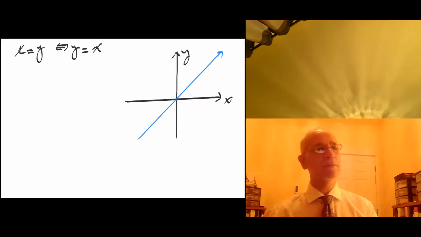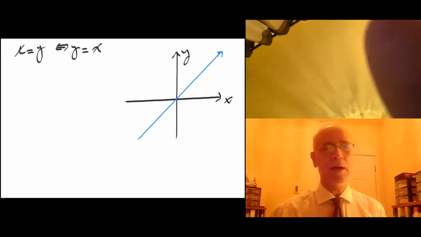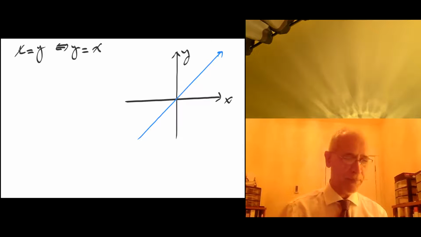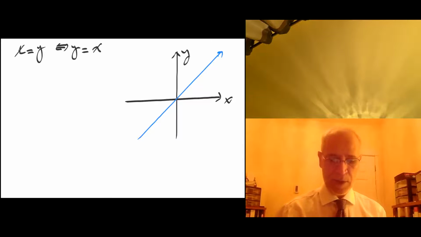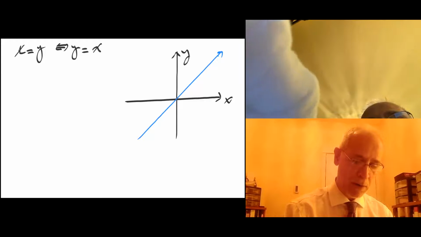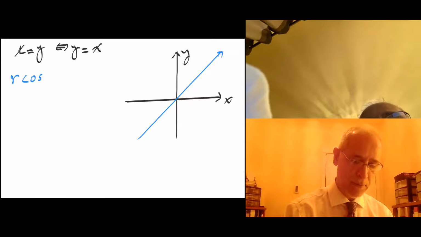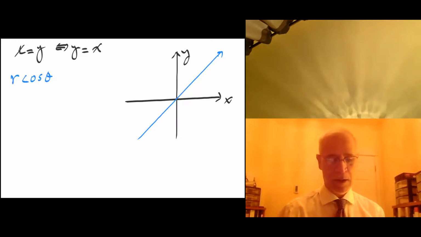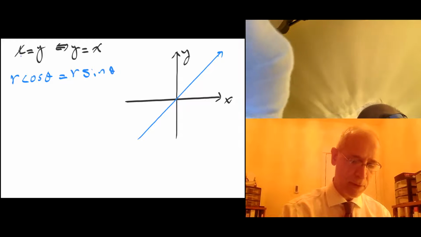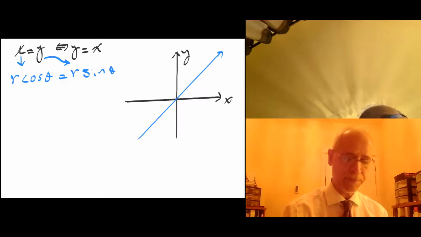Now, how would we show this in polar form? What is it that I know about x? I know x is r cosine of theta. So I have an equal sign, and y is r sine of theta. So x and y.